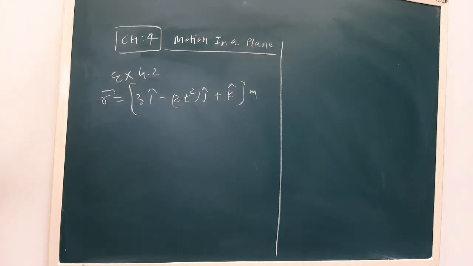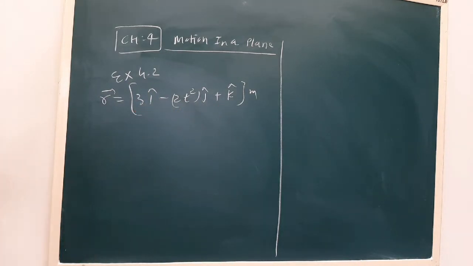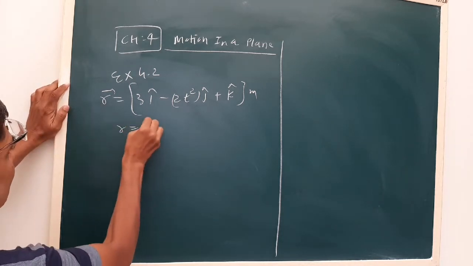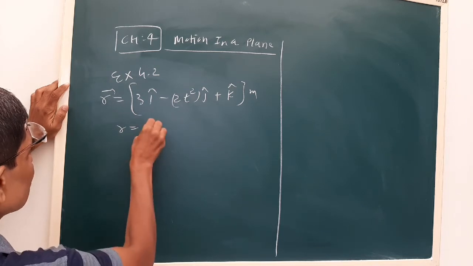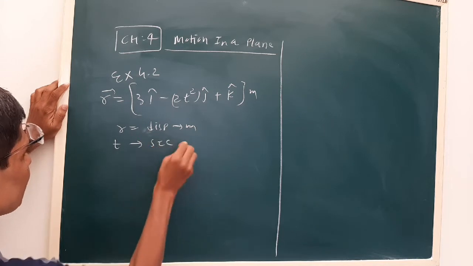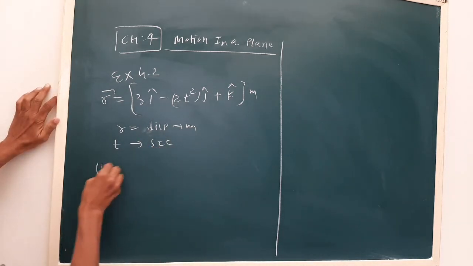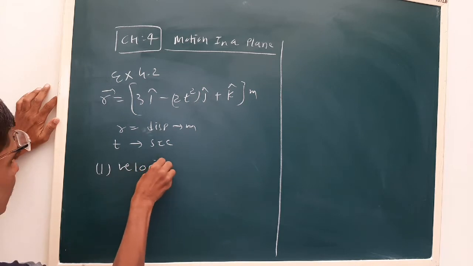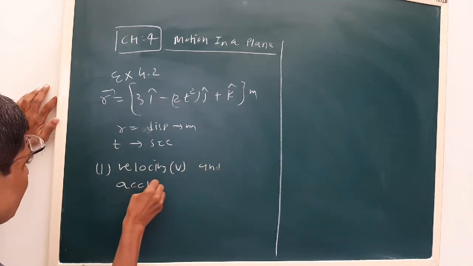meter. The position vector is given as 3t i minus 2t square j plus 4k meter. Here r, the displacement vector, is in meter, and t is time in seconds. Two things we have to find out. First, velocity v and acceleration a.